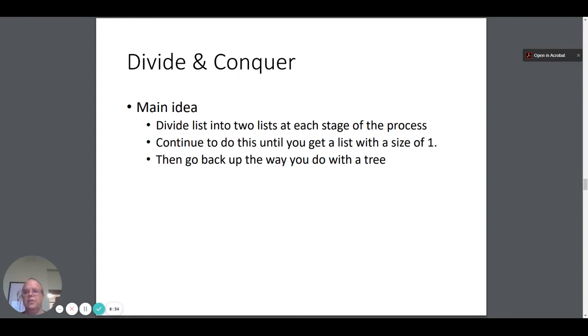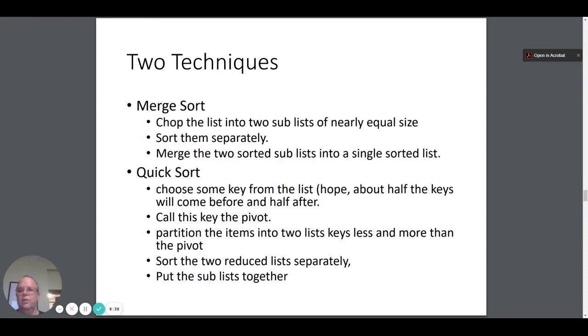So let's take a look at two of these divide and conquer approaches. One is merge sort, which chops the list into two sublists that are nearly equal size. You may have an odd size list. You sort them separately and merge the two sorted sublists into a single sorted list.